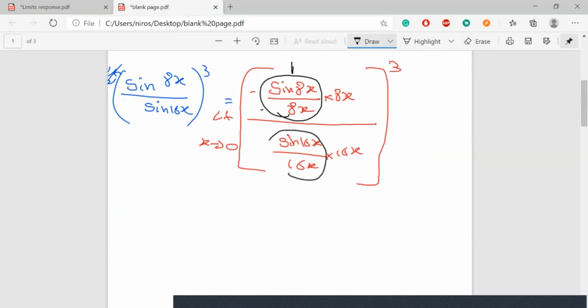So this 8x by 16x, the whole thing becomes 1, so x gets cancelled. 1 by 2 whole cube. That's it. This is the answer, that is 1 by 8.